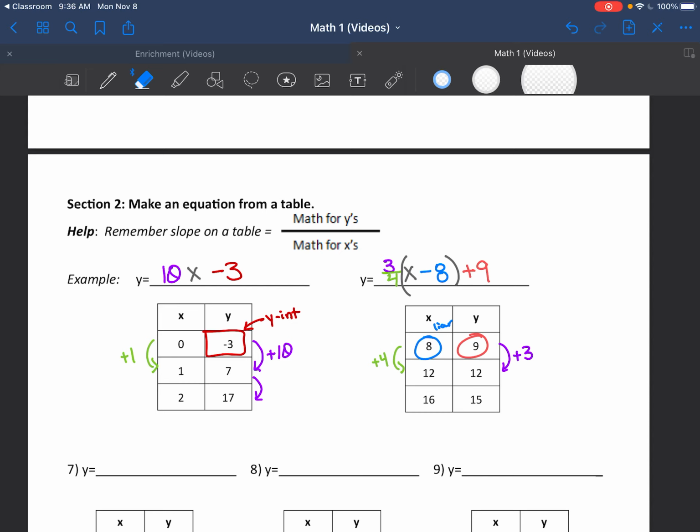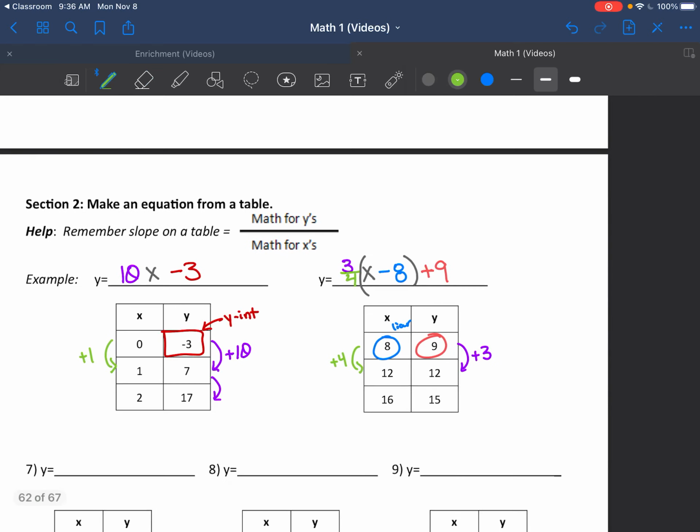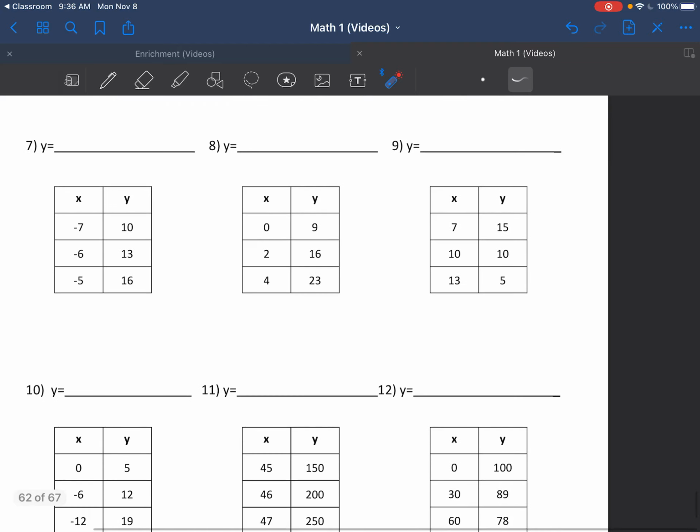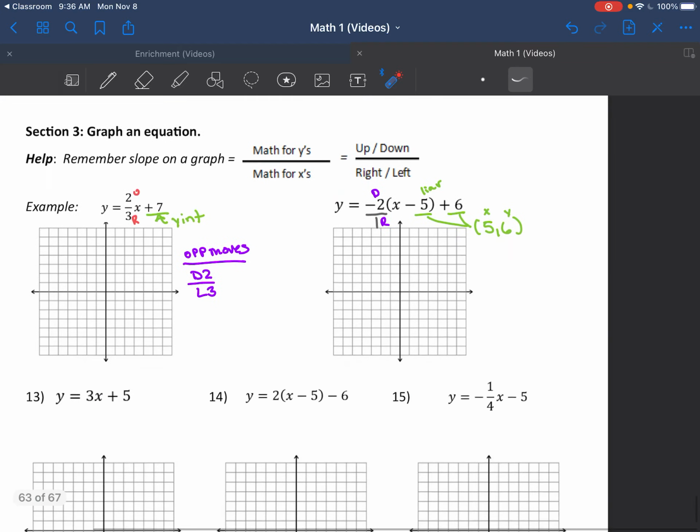I'm cool with either. On the next side here, we start with 8 and 9, so we've got to remember that 8's going to be a liar. Going down our table, on the y side, we're going by 3. On the x side, we're going by 4, so our slope is 3 over 4. Inside, we have parentheses x minus 8, because again, that 8's a liar, and then we start with the 9, so we do plus 9. And you'll have 3 of each for you yourself to solve.